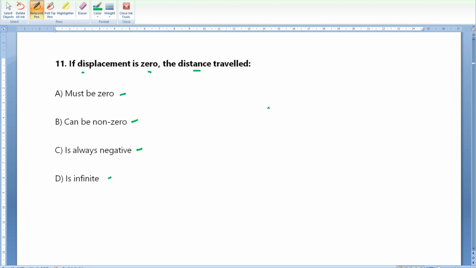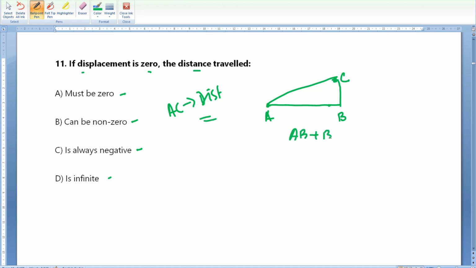Displacement means the distance between the starting point and end point. Suppose an object starts from position A, after reaching B it changes its direction and reaches C, then displacement is A to C. Displacement AC is the displacement, and the distance traveled AB plus BC is equal to the distance traveled, and displacement is AC.